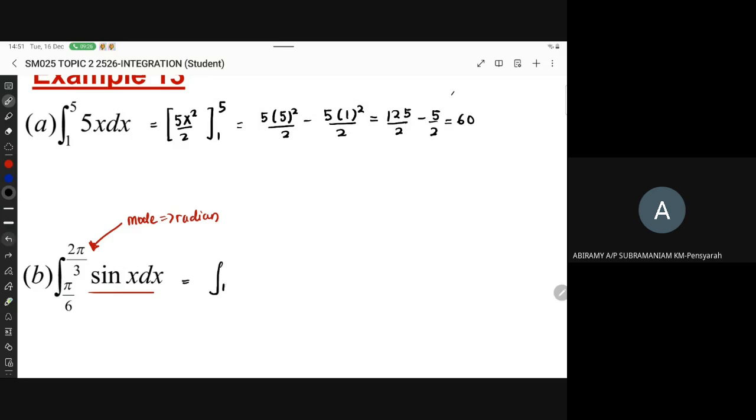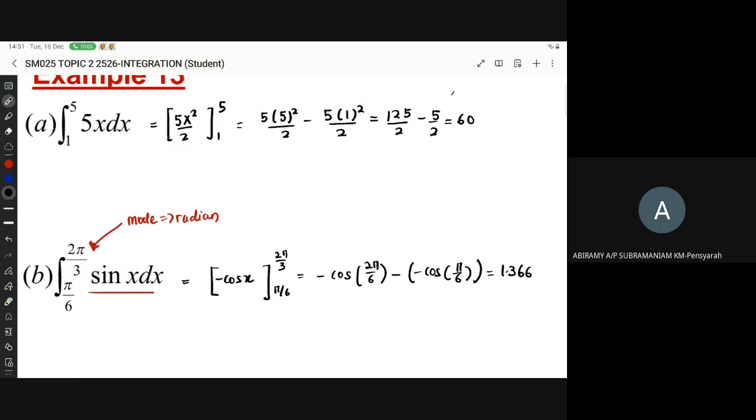Then only we see how to integrate sin x. When we integrate sin x, we get negative cos x from pi over 6 to 2 pi over 3. So negative cos 2 pi over 3 minus negative cos pi over 6. Okay, so you have to use your calculator to get the final answer, which is 1.366. Make sure the calculator is in radian.